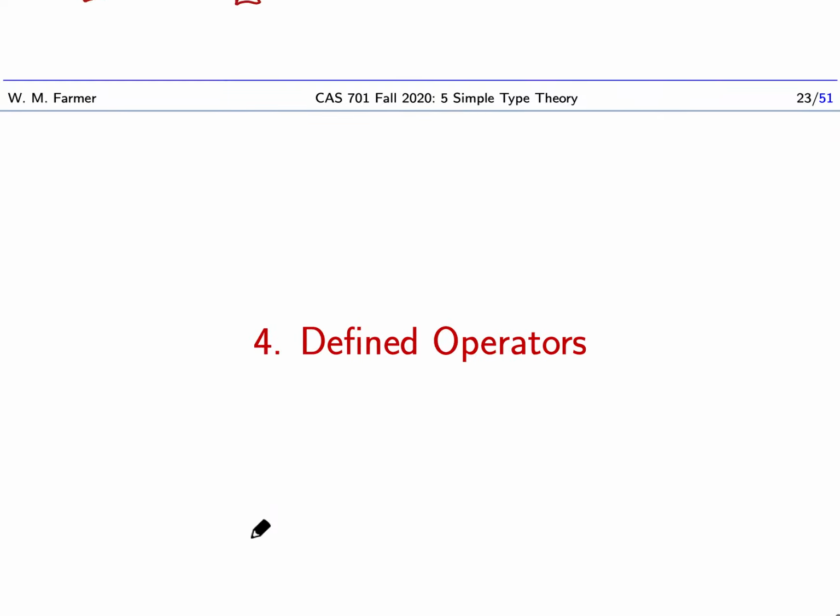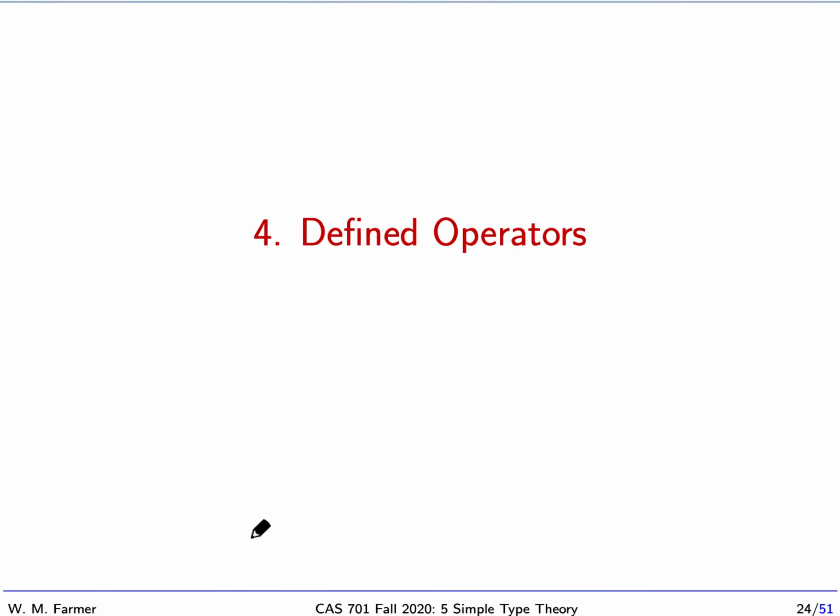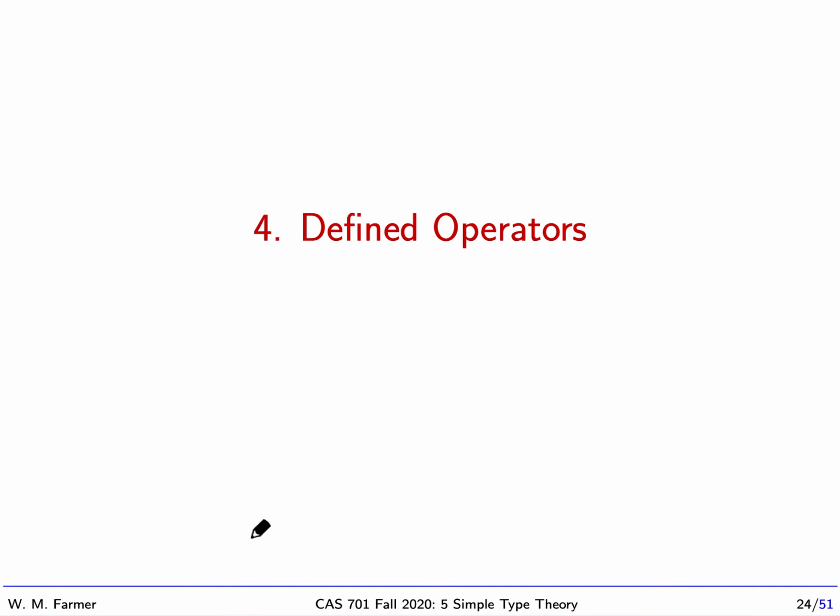Okay, so we're going to stop here, and next time we're going to talk about how we can define operators in Core Alonzo, operators like Boolean operators, the quantifiers, and some definedness operators.